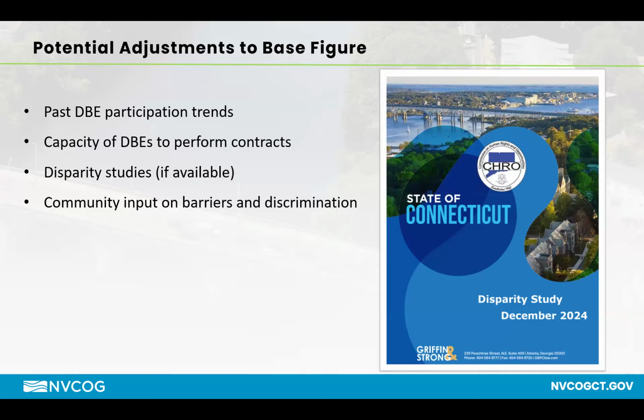That study found statistically significant underutilization of minority and women firms. And all of the evidence in that disparity study supported more aggressive remedial efforts for NVCOG, which include things like site visits, good faith efforts, in the form of checklists or reporting forms, and things like partnering with organizations to get before those DBEs and get the information to DBEs.